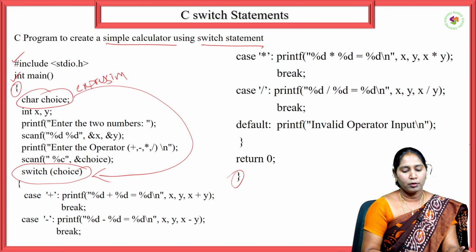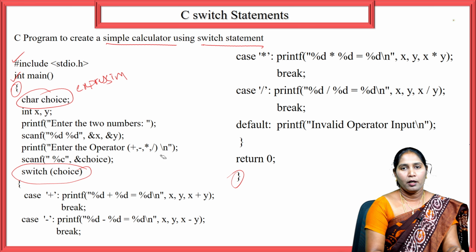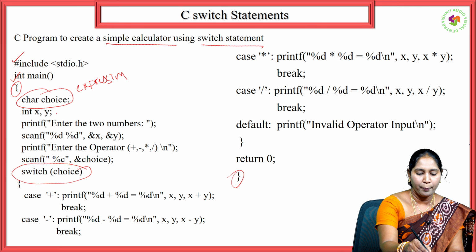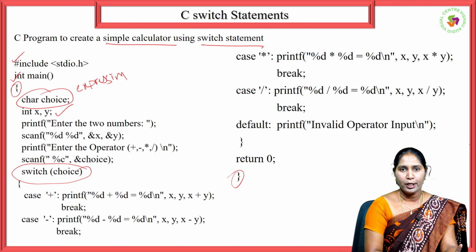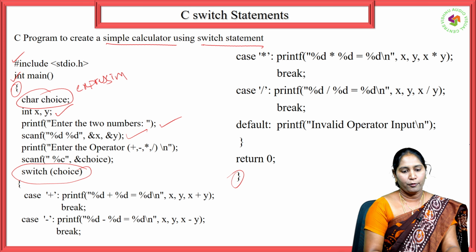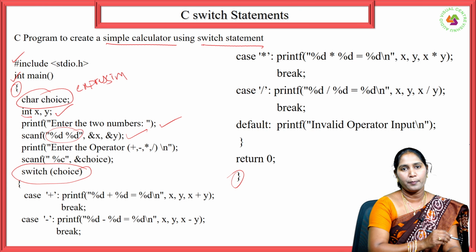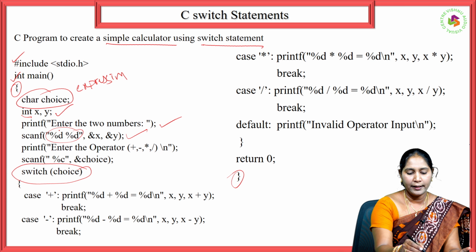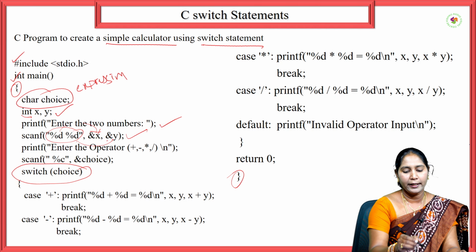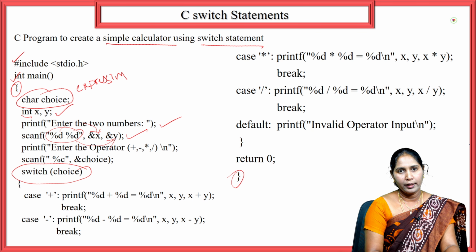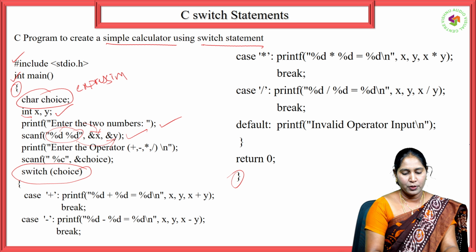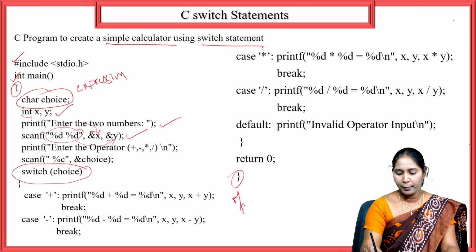I need to perform arithmetic operations, so I'll perform them using two operands, x and y. So I'm using int x comma y. I need to read those operand values x and y, so I'll use a printf statement, enter two numbers, and read those two numbers using scanf. It is of type int, so we'll use the format specifiers percent d, percent d. The first percent d is used for reading the value of x, and the second percent d is used for reading the value of y. Whatever values we read will be printed on the output screen. So when the compiler executes this program, I'll get my output, first, enter the two numbers.